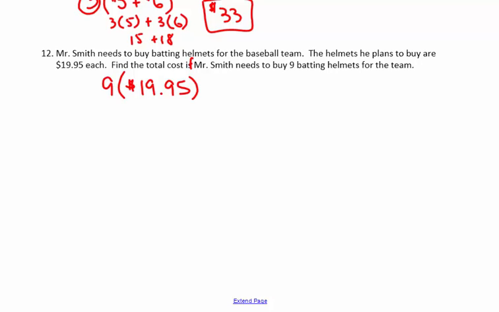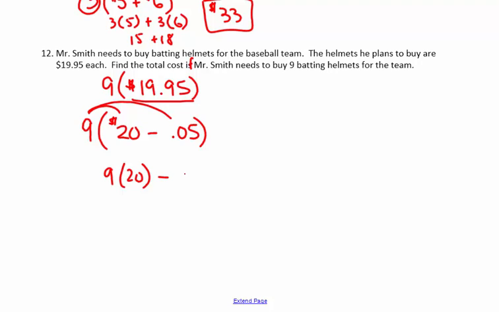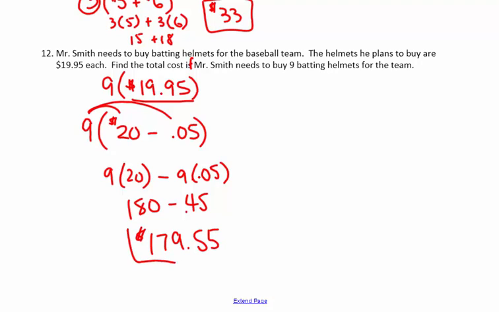In order to do this mentally, what we could do is make this total $20, because it's pretty close to 20, and what we're missing is 5 cents. So this total inside here really is $19.95. If I distribute this 9 times 20, I can do that pretty easily mentally. And then 9 times 5 cents, which also isn't too bad mentally. So 180 minus 45 cents, 179.55.